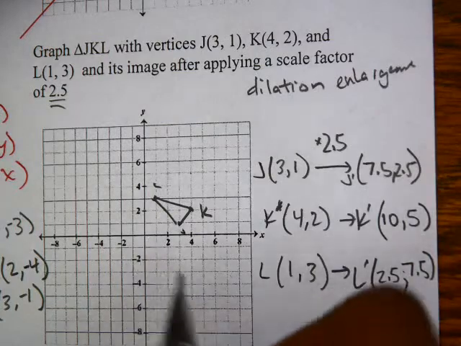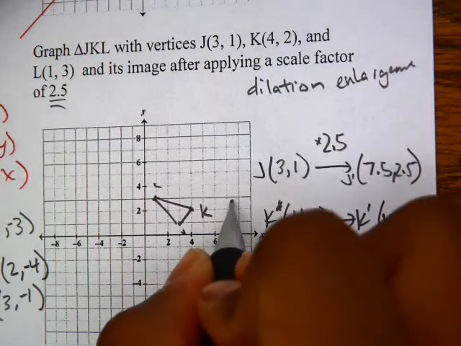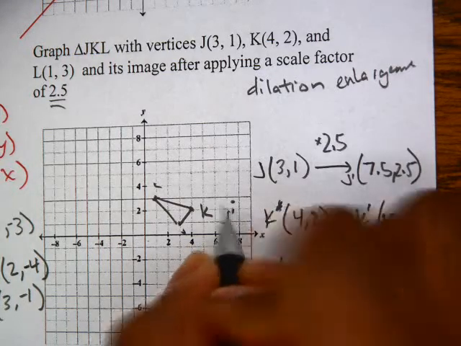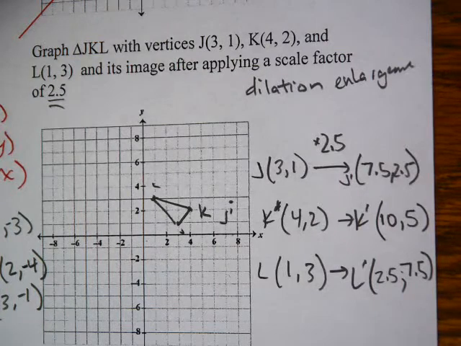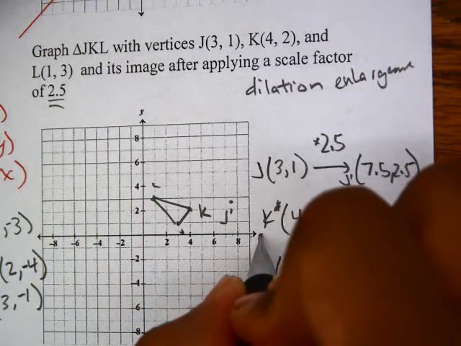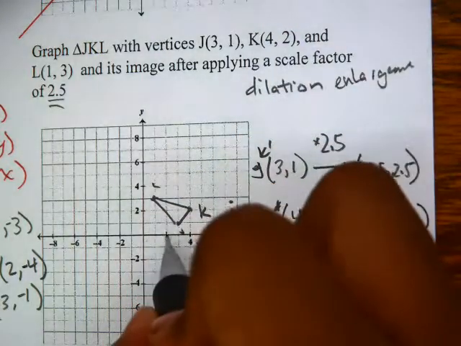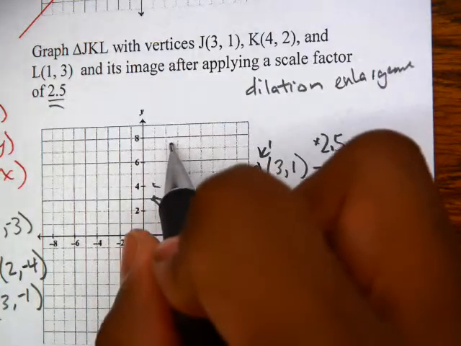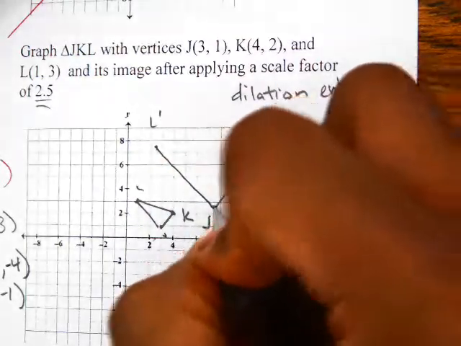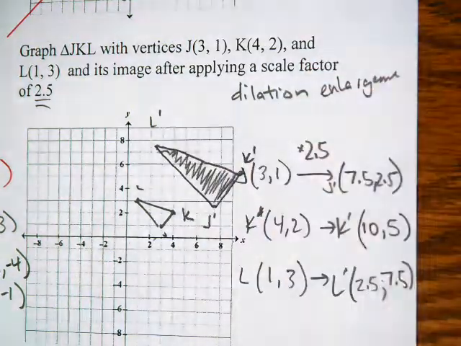So then I graph those. So here's 7.5. Here's 2.5. It's J prime. K prime is at 10, and up 5, so somewhere around here. Then L prime is 2.5, and up 7.5. So I can see the shape that I want to have at the end is about 2.5 times larger than my original.